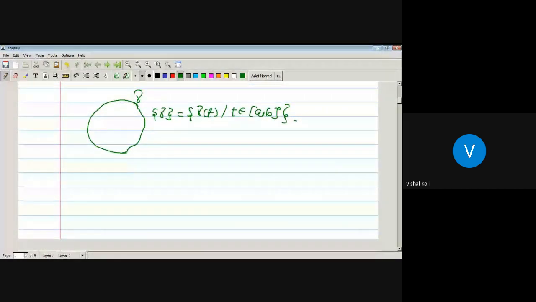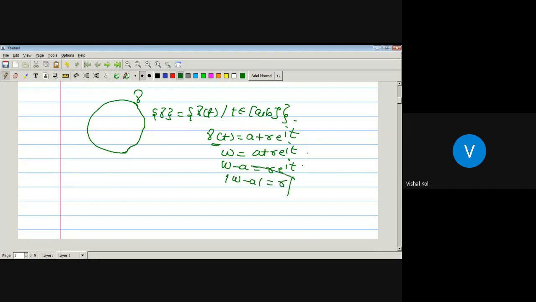Actually trace of gamma, and gamma of t will be some w, that is w belonging to this set. Then w is nothing but a plus r into e to the power it, that is w minus a is nothing but r into e to the power it. It means modulus of w minus a is nothing but r. That is, it is a circle which is centered at a and having radius r. So if this is a curve, then trace of gamma will be all those points which are on the boundary of our given curve.